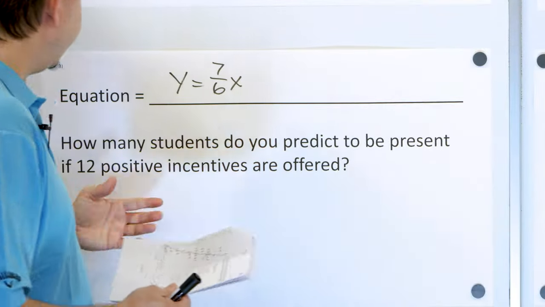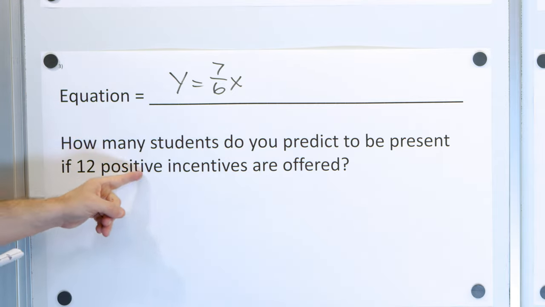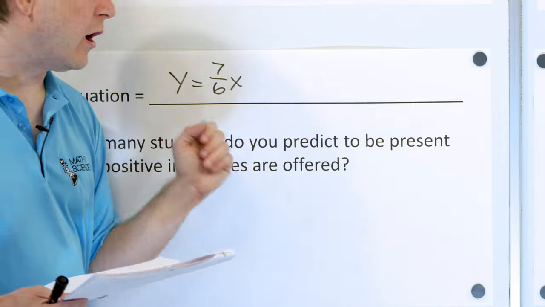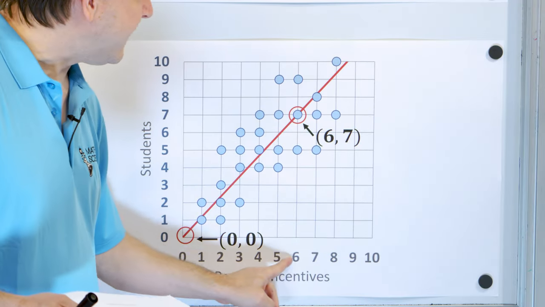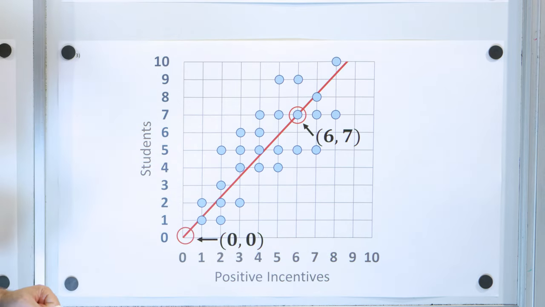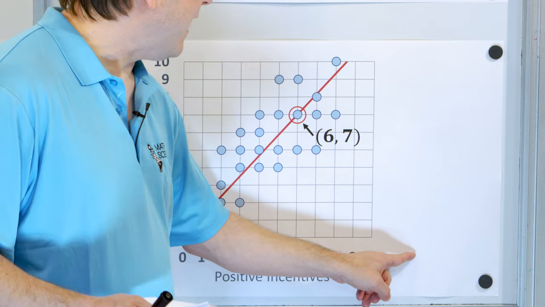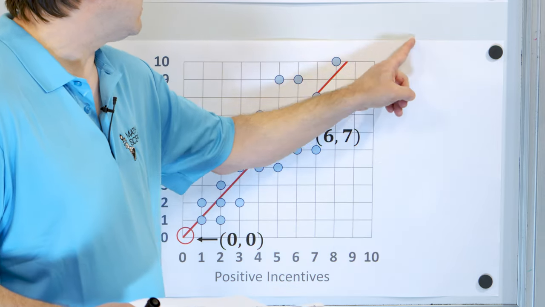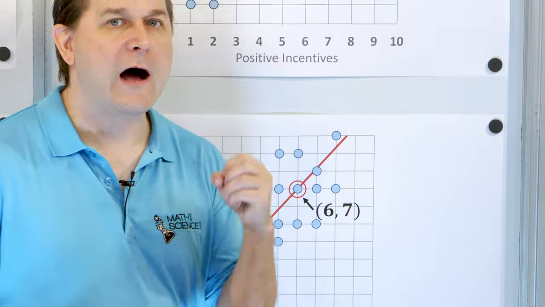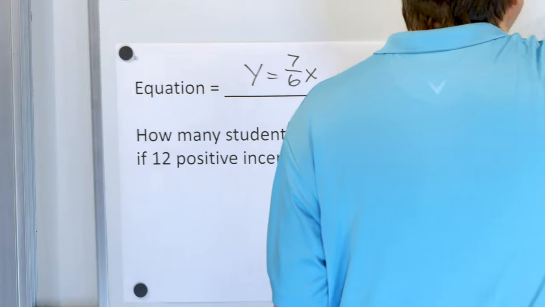Now, the question is, how many students do you predict to be present if 12 positive incentives were offered? My data only goes up to a situation where 8 incentives from the teacher were offered. So what about if she gives 12 incentives? It's going to be way over here. The line is going to be way up here somewhere off of what I've graphed. But we can still calculate it because I know the equation of the line.